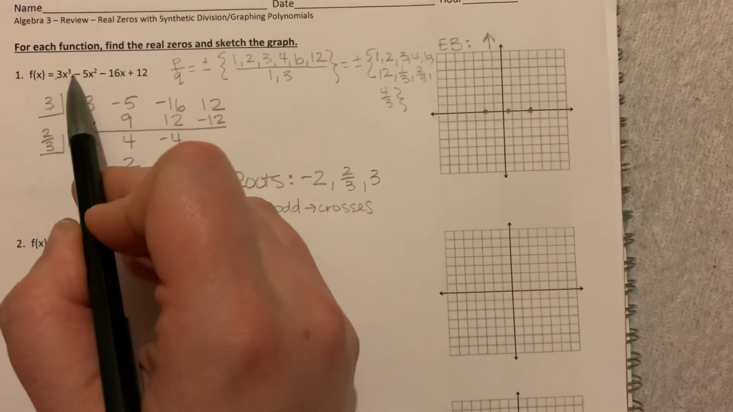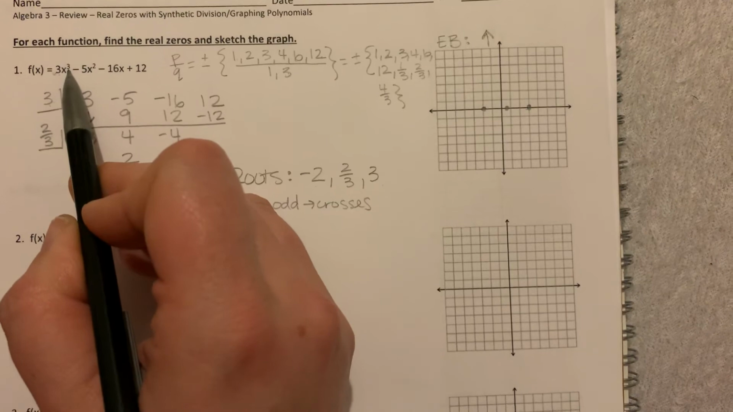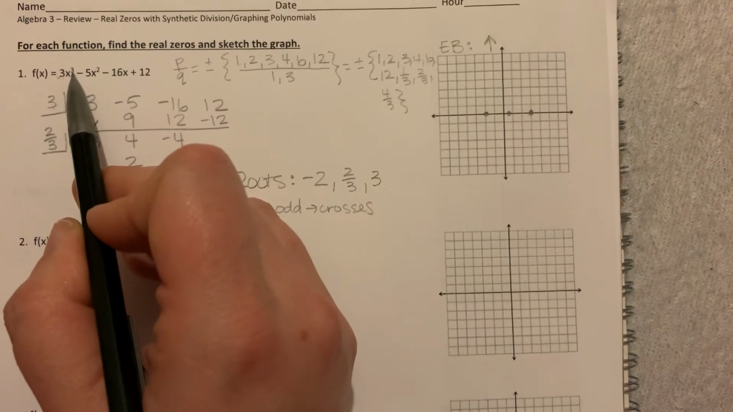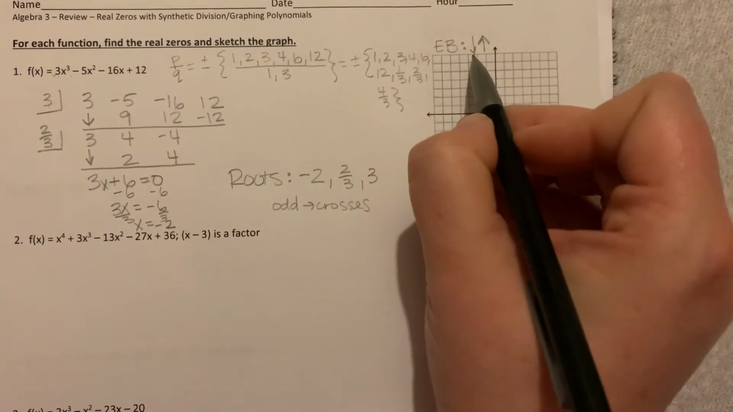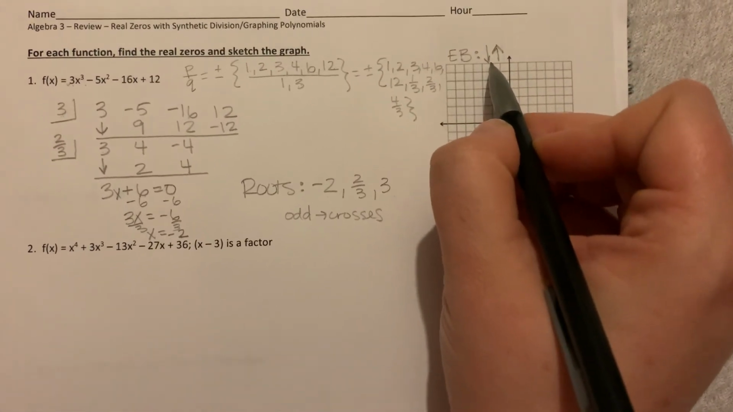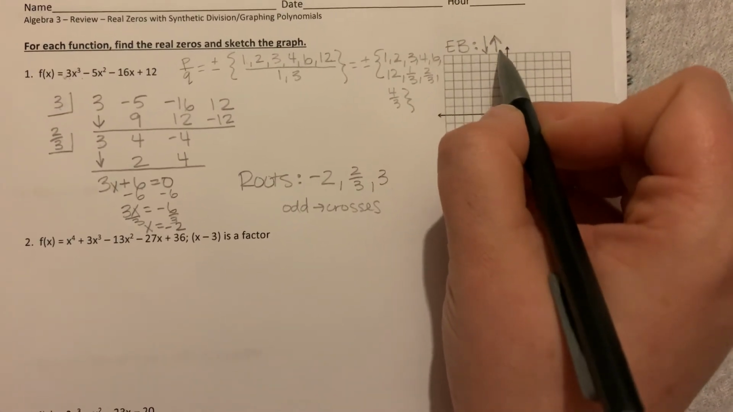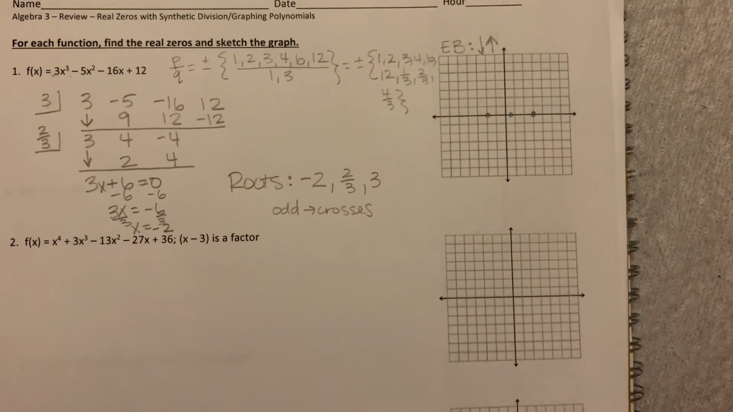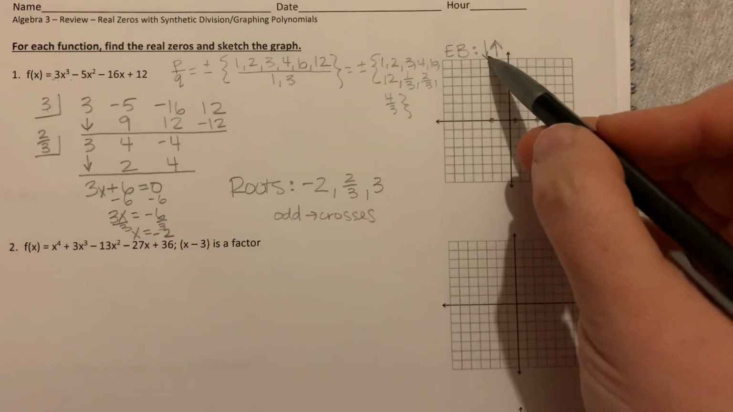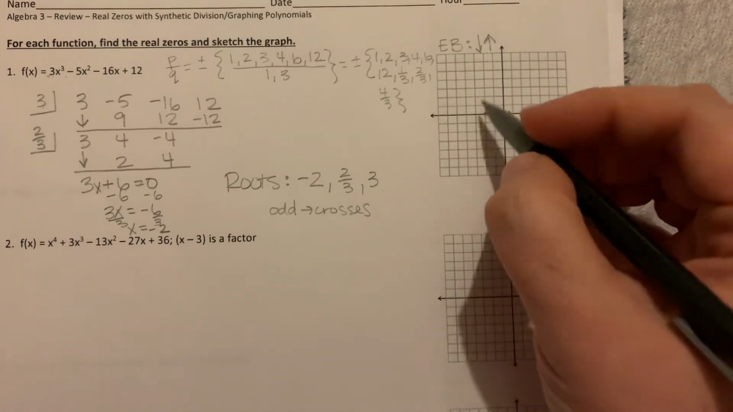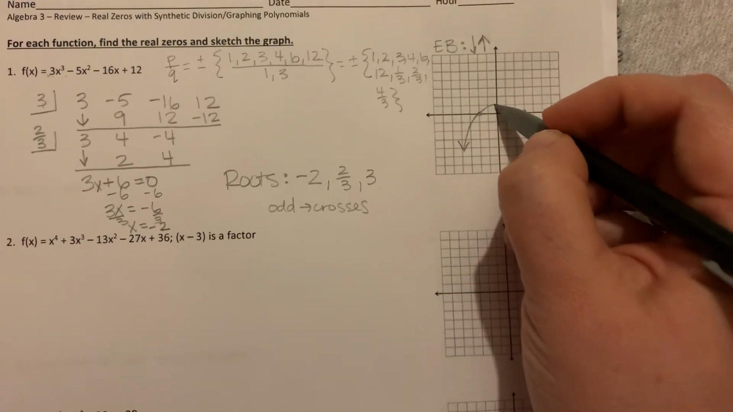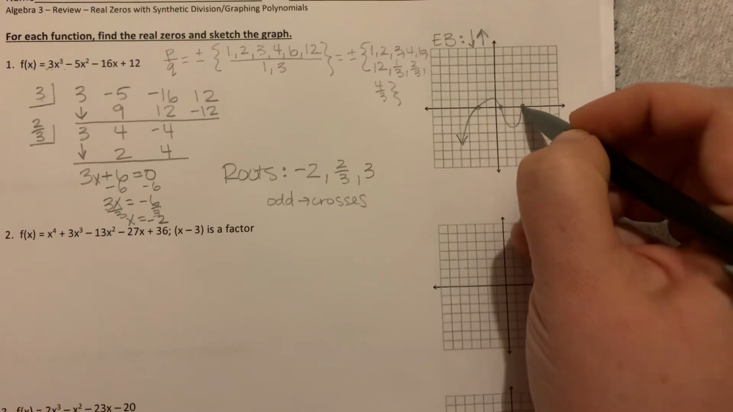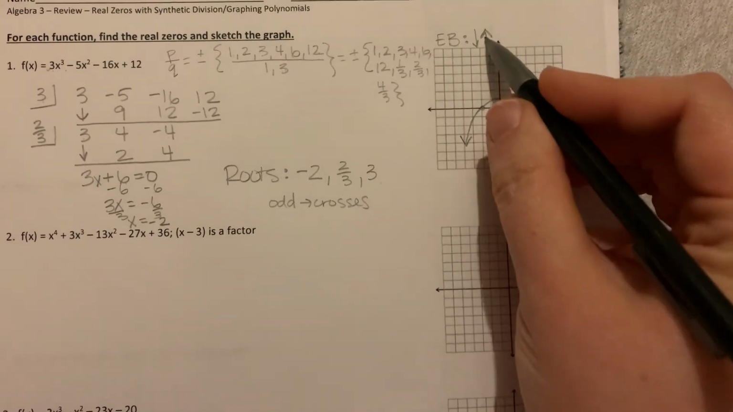Then look at the degree. Your degree is odd, so that means the other side is going to be the opposite. Okay, so left side is going down. Okay, if it was even, it would be doing the same thing as the right side. So the left side needs to go down. This is crossing through, crossing through, crossing through. The right side is going up.